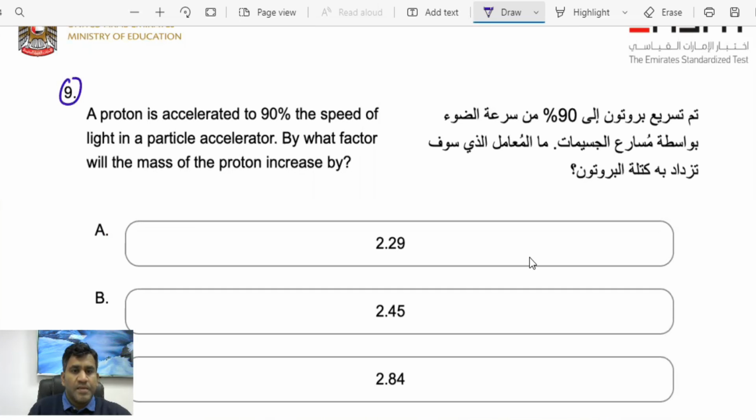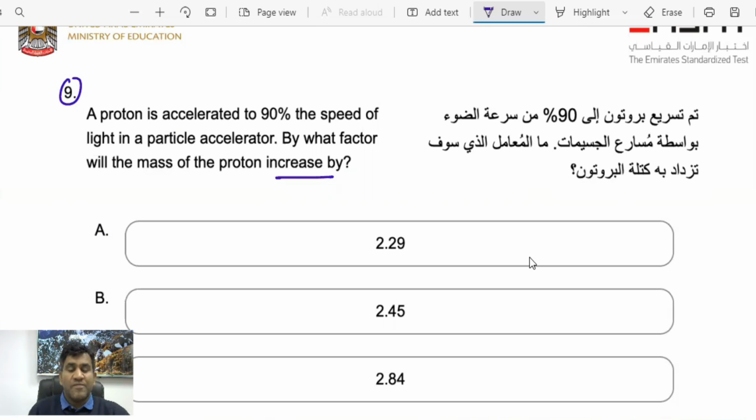Question number 9 says a proton is accelerated to 90% of the speed of light in a particle accelerator. By what factor will the mass of the proton increase by? So this is basically a concept based on Einstein's theory of relativity. They're talking about a proton accelerated to 90% the speed of light in a particle accelerator. By what fraction will the mass of the proton increase by?